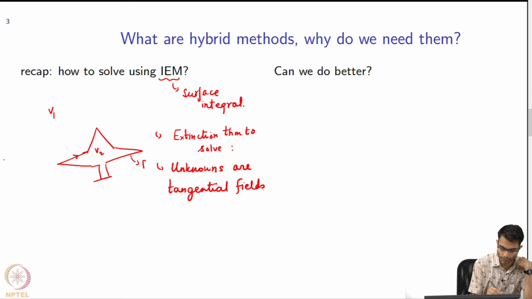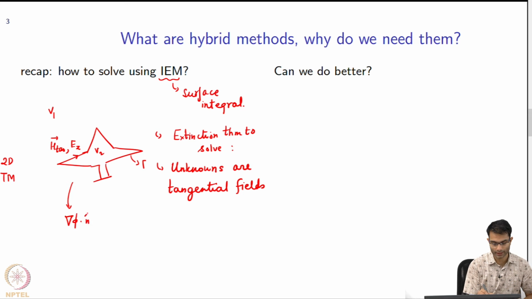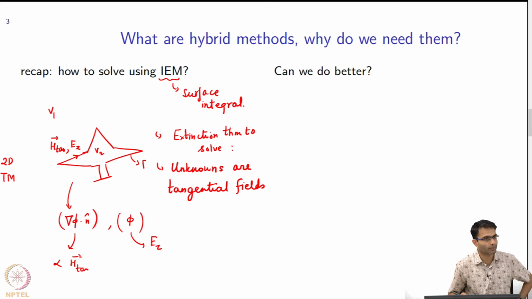So in a 2D problem, let us take 2D and let us make it TM. So what were my unknowns? There was an h tan, which is a vector, and an Ez. These are the two unknowns. Remember, if you recall the surface integral equations, my variables back then were grad phi dot n hat and phi. These were my two unknowns, right? Phi was my Ez and this was proportional to h tan. We had worked it out. These were my two equations.